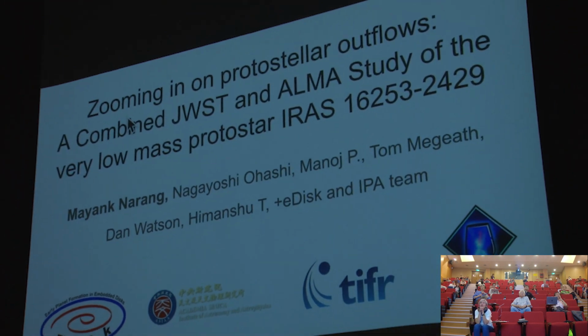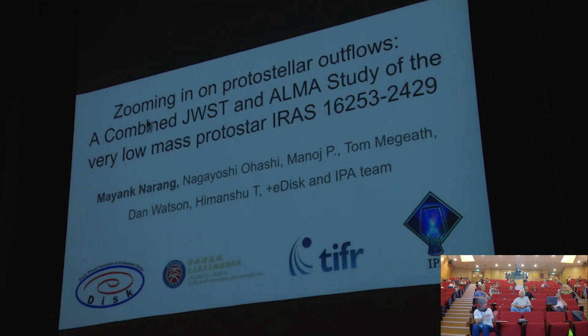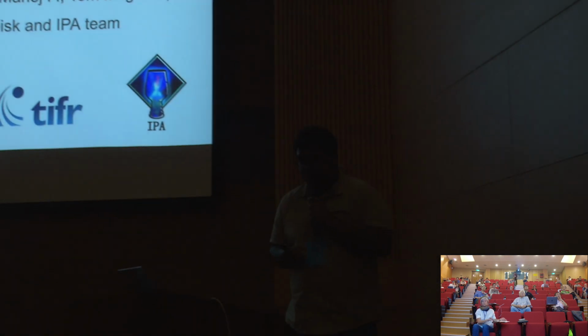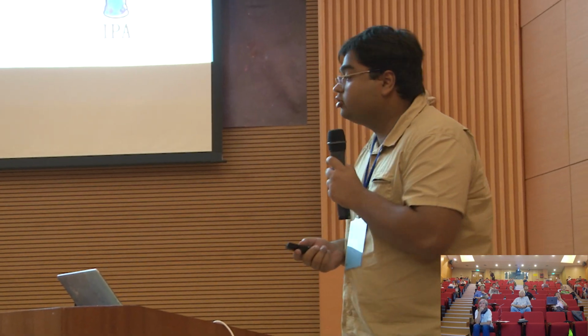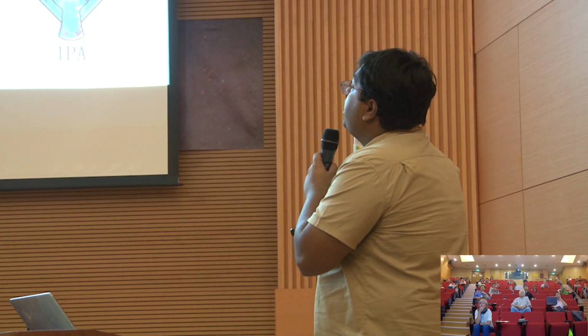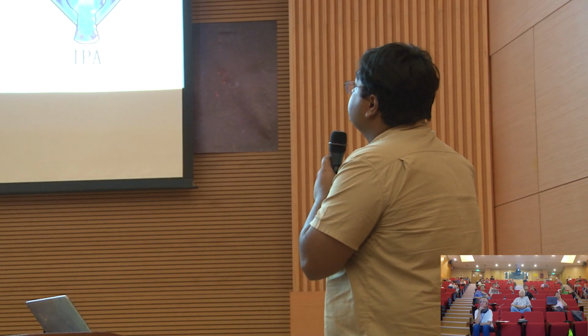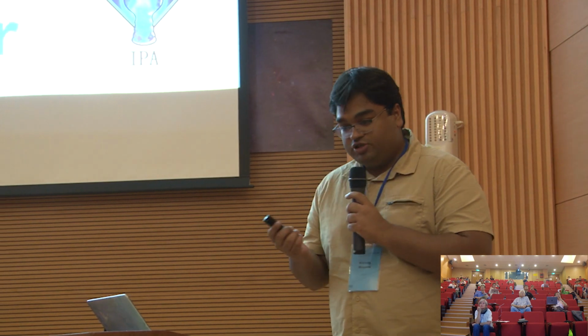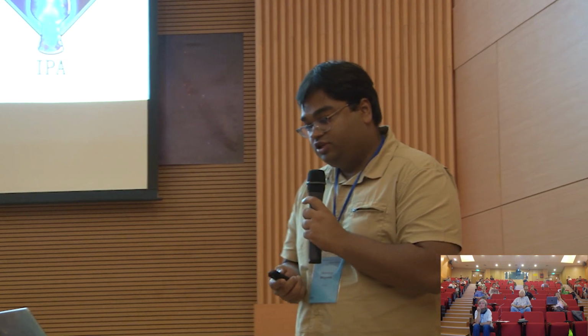So, hello everyone, good evening. I'm Anglada, a postdoc at ASIAA working with Kagoshima. Today I'm going to talk about this protostar called IRS 16253-2429. This particular protostar, IRS 16253, is a low-mass, low-luminosity protostar which has been observed as part of the JWST IPA program as well as the ALMA large program eDisk.